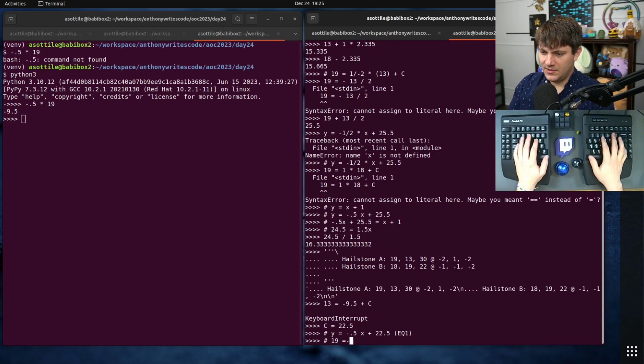So this second one, 19 equals 1 times 18 plus c. I did this one right, so c is 1, so y equals x plus 1.